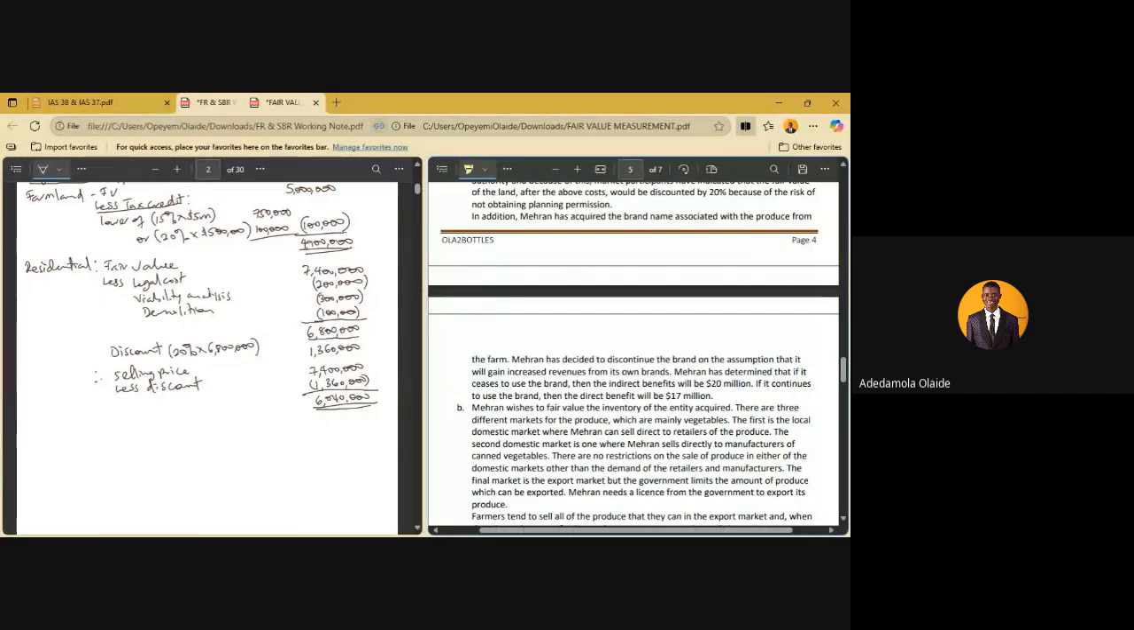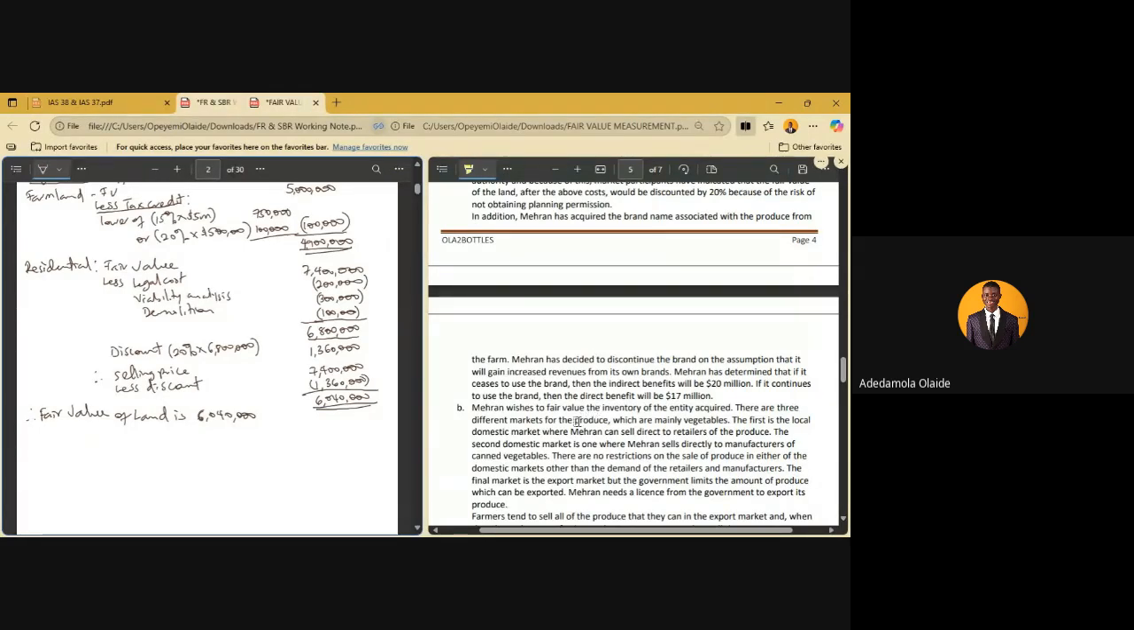Okay, so what do we do? The fair value of the land, therefore, the value of land is 6,040,000.